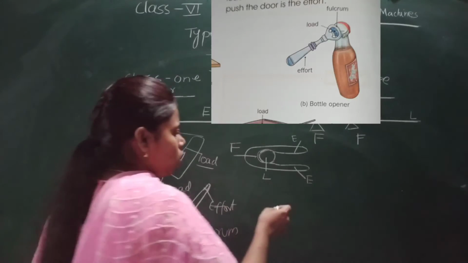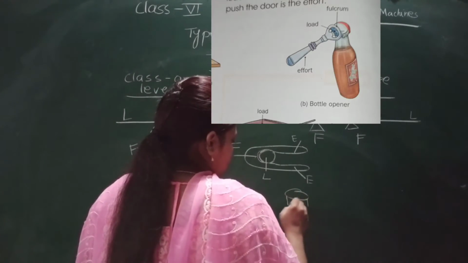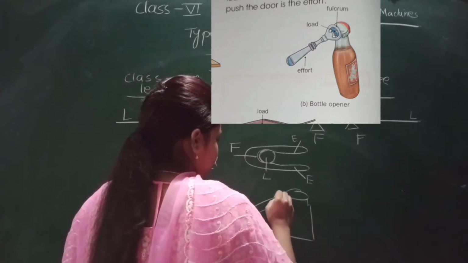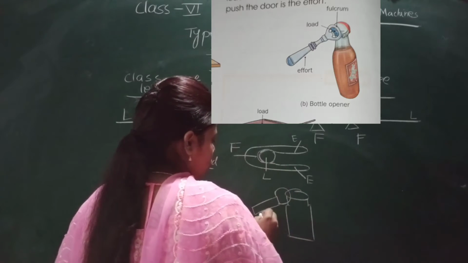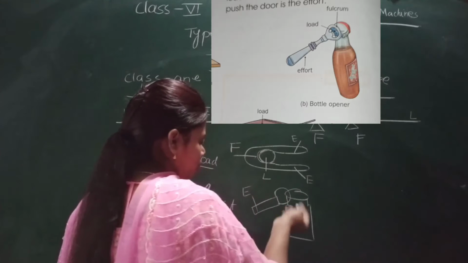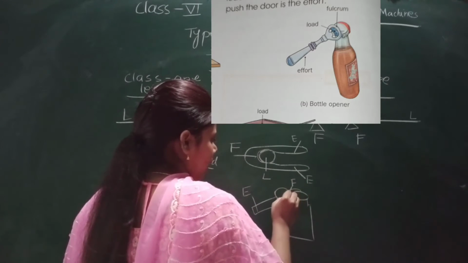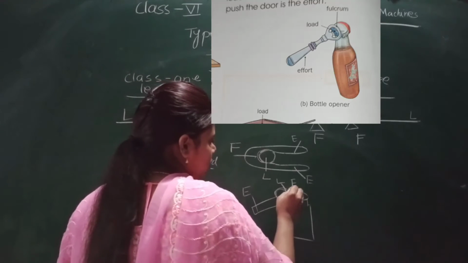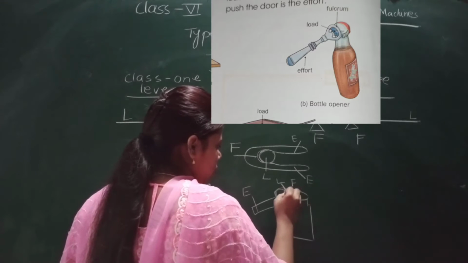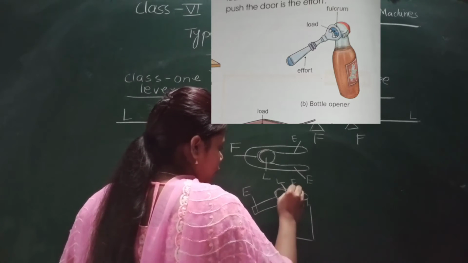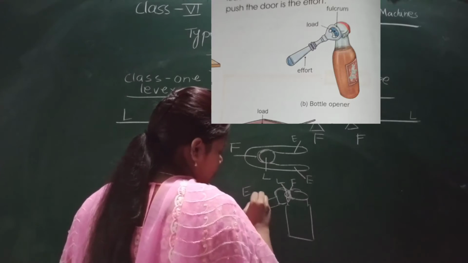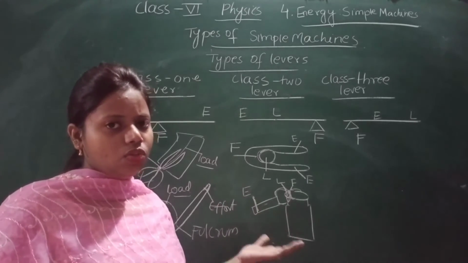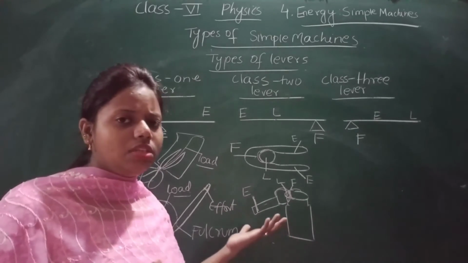Now another example is a bottle opener. This one is the bottle. I want to open the cap of this, so I will use the bottle opener. Here I will apply the effort, the force, to open it. This one is my fulcrum, and this one is my load. The load is in the middle; you can see this one is the cap, in the middle. So this one is the fulcrum, this one is my load, and this one is my effort. So this is an example of class 2 lever. Another example is the wheelbarrow. So many other examples are there of class 2 lever.